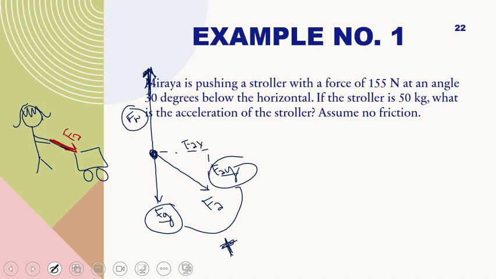So basically, the takeaway from this problem is that the normal force can be greater or even less than the gravity force, which we'll see in our next problem. They're not always going to be equal.